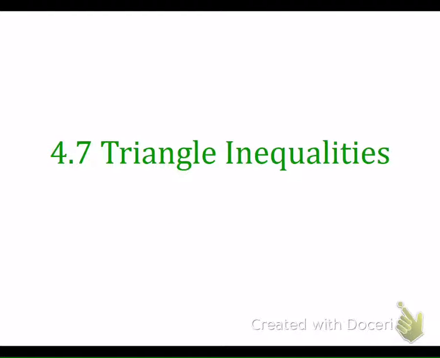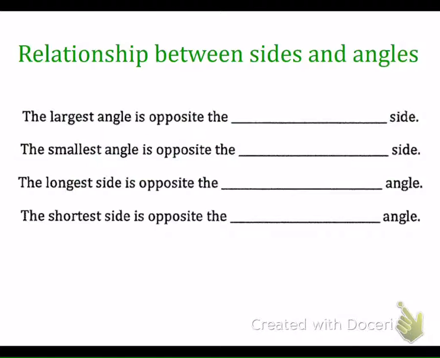So 4.7 is the last section in chapter 4. So you can see we have a test coming up later this week. This section is all about triangle inequalities. We talked about triangle inequalities yesterday with the spaghetti. You basically discovered this on your own. But today we're going to put it in a little bit more formal terms and do some examples.